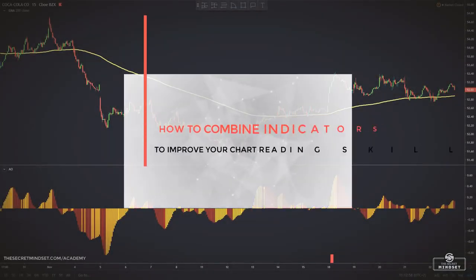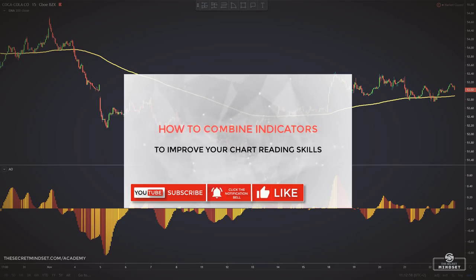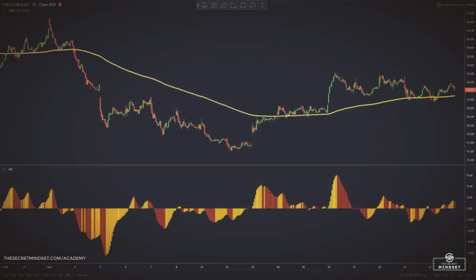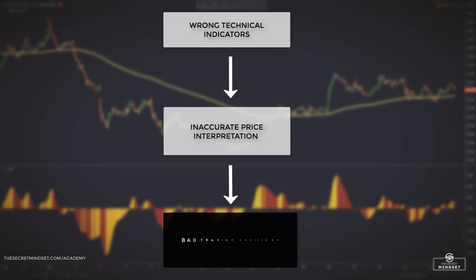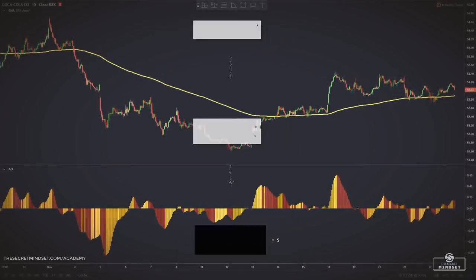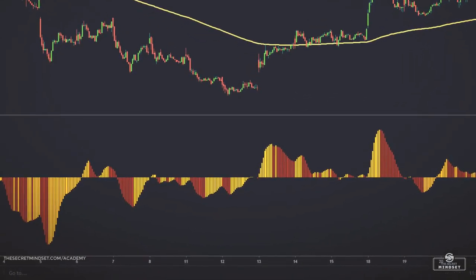Knowing what indicators to use and what is the best combination of technical indicators can dramatically improve your chart reading skills. If you use the wrong technical indicators, this can lead to inaccurate price interpretation and bad trading decisions. Technical indicators can make it easy for you to identify current price trends and predict where prices will move in the future. And by developing effective technical analysis strategies, you can increase the amount you earn each trading day.